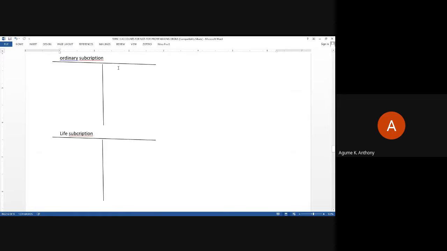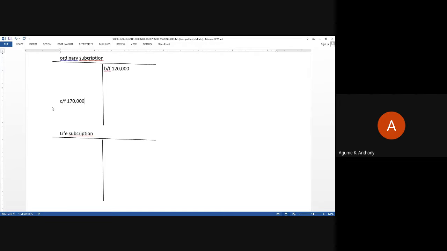Now, when I check on ordinary subscription, I have subscription received in advance. So if it is in advance, I will have brought forward. Because if it is in advance, it's a liability, a current liability. That's why it will appear on the credit side. Then I have carried forward, which is 170.